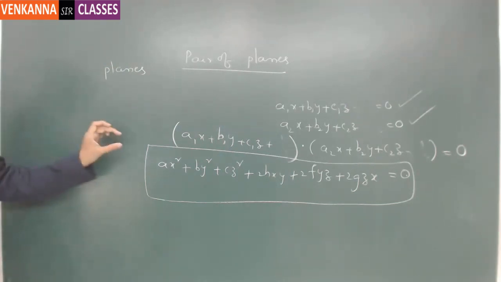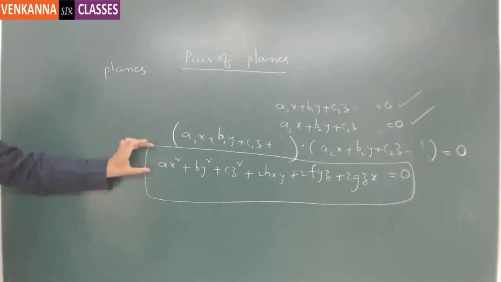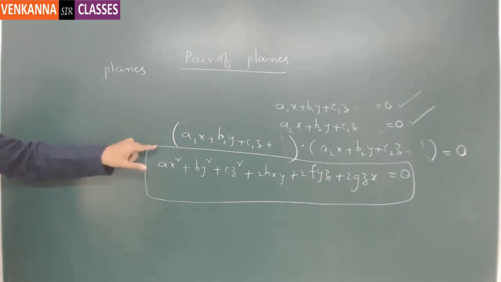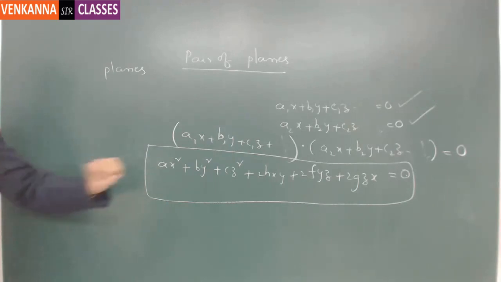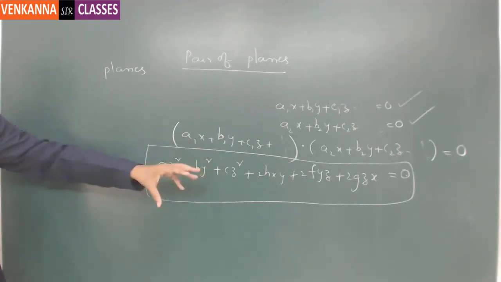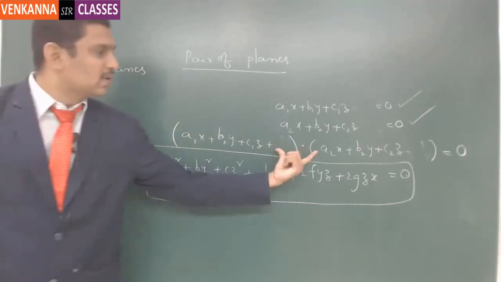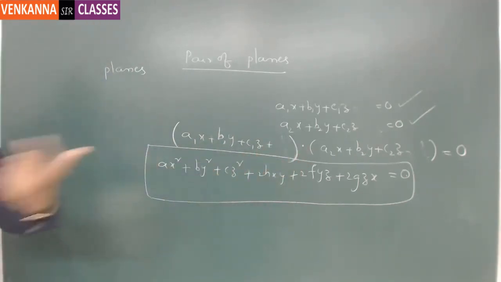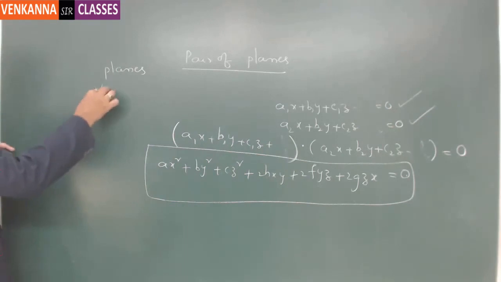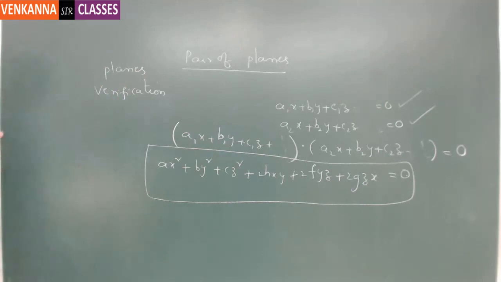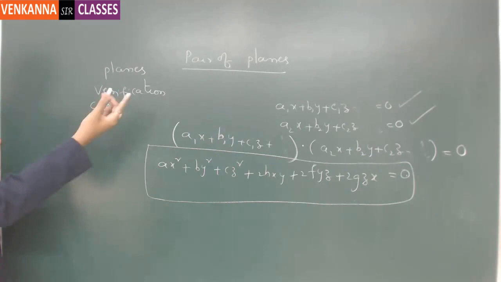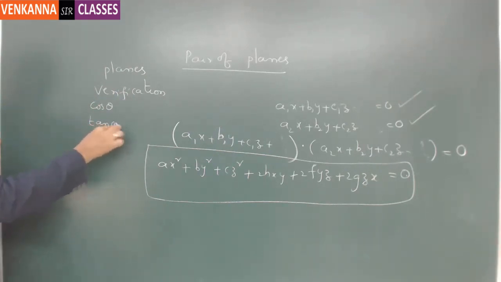Second, whenever an equation of this type is given, is it really representing a pair of planes or not? Is this equation genuinely a product of two planes of this form or not? So, nothing but verification. Next one is, what is the angle between the two planes? We will calculate cos theta as well as tan theta.